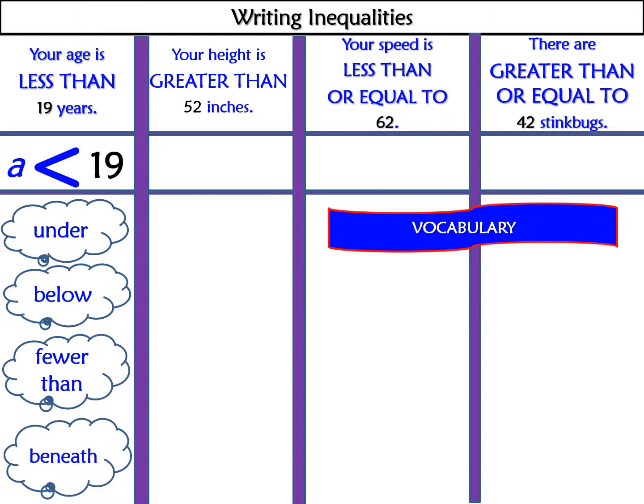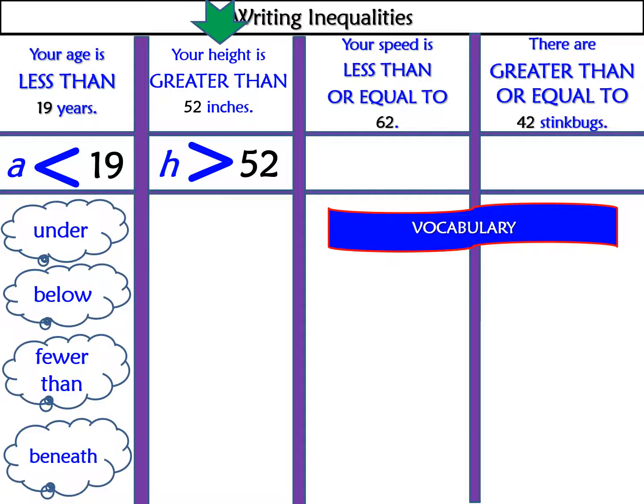Let's take a look at the second example. Your height is greater than 52 inches. So since we don't know our height, let's call that h. And since we're comparing it to 52, let's put that on the other side. And now the greater than symbol is going to look like that.